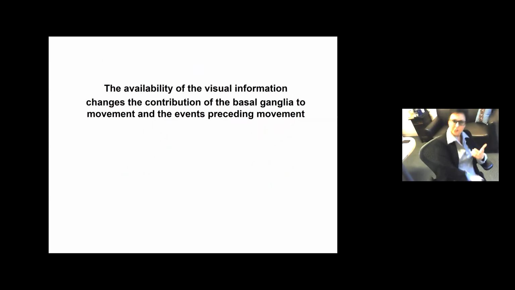So this led us to a hypothesis that the availability of this visual information really changes the contribution of the basal ganglia to movement, and more importantly, to the events that precede movement, like spatial memory or specifying an eye movement, preparing an action, or making a decision about whether or not to look at something.